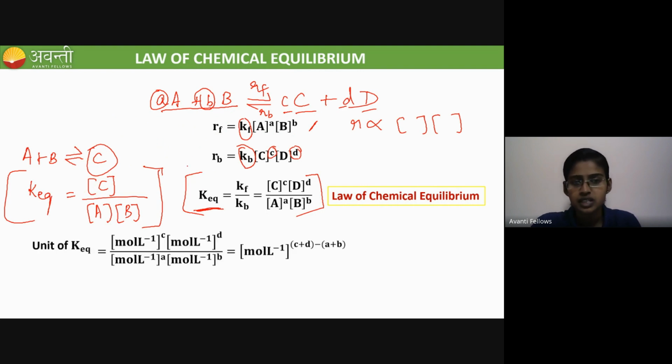In each term we have a concentration. Concentration is nothing but the number of moles divided by volume. For the number of moles, the unit is mole, and for volume, it is liter, right? So the unit of concentration is mole per liter. If we substitute the units in all the cases, we get an expression where mole per liter is raised to C plus D minus A plus B. Okay, that is the unit of Keq.